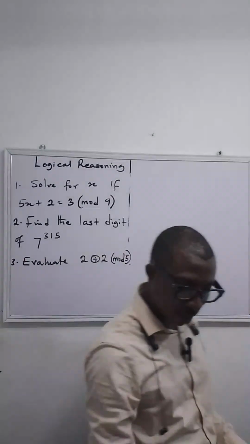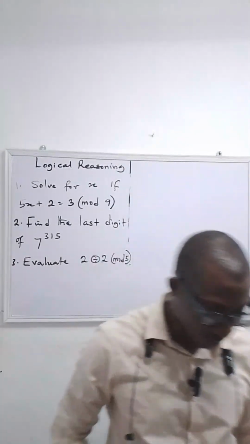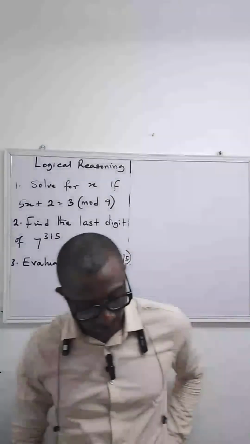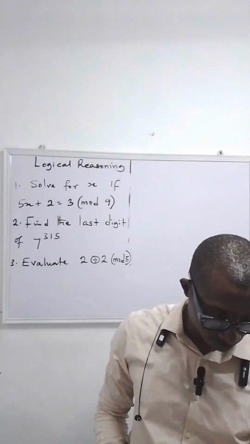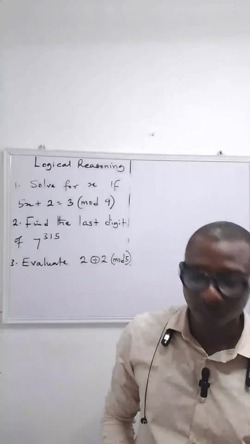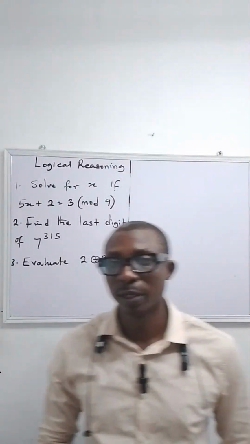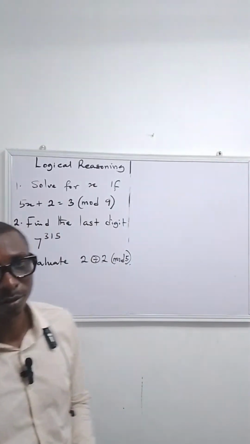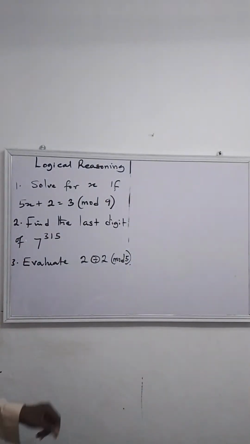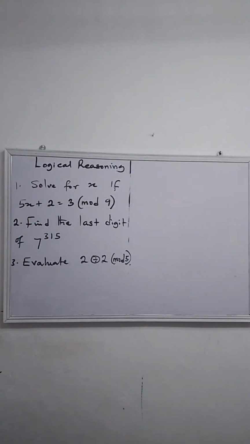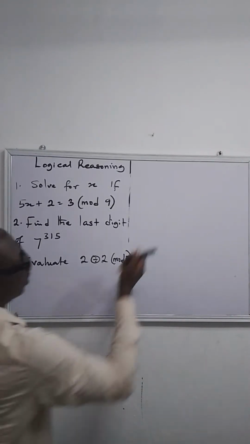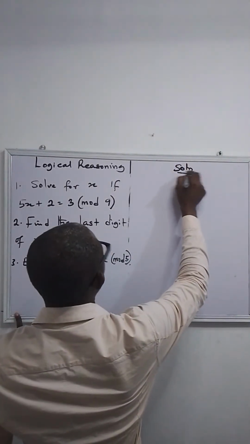All right. So yes, can we look at this problem? These questions are under logical reasoning, right? So there are questions that I've once solved before. Okay, so now let's quickly go through the questions. The first one, you have to solve for x if 5x plus 2 equals 3 in mod 7. Mod 9, sorry. Okay, so let's do the first one.